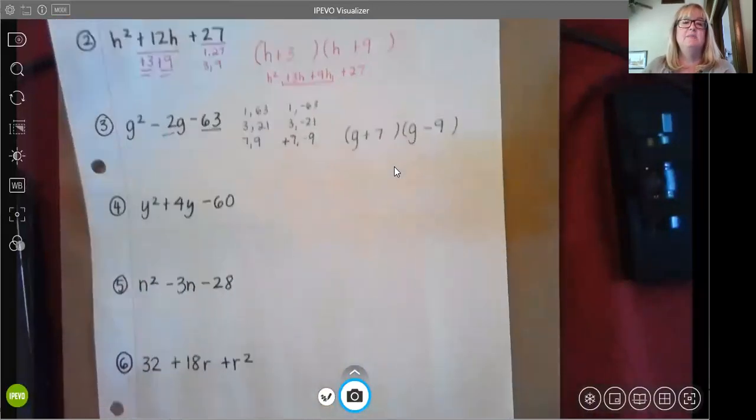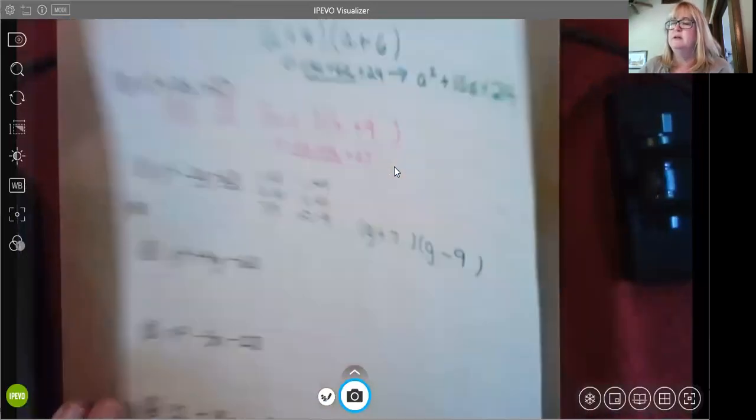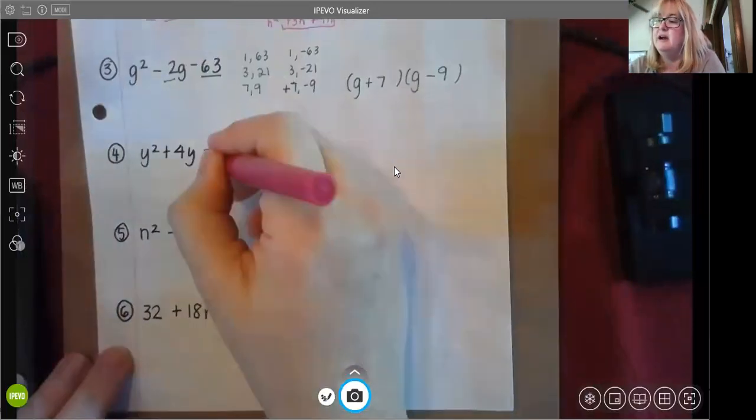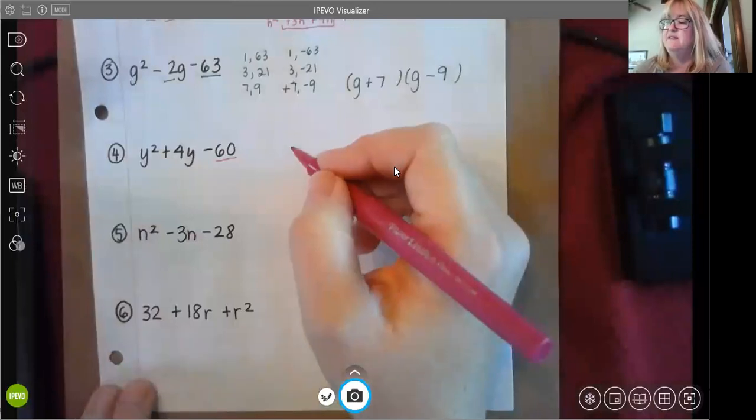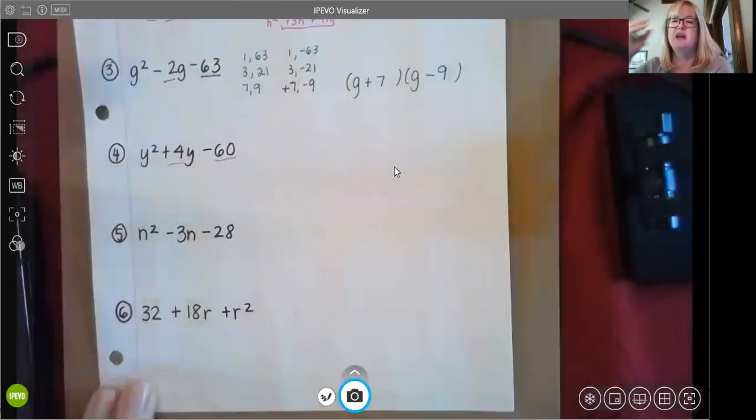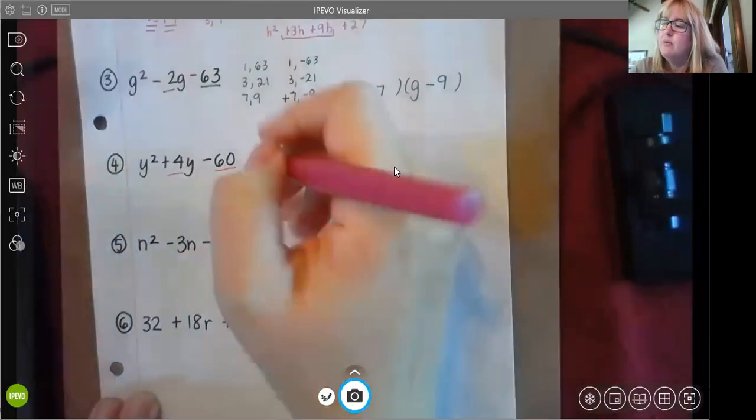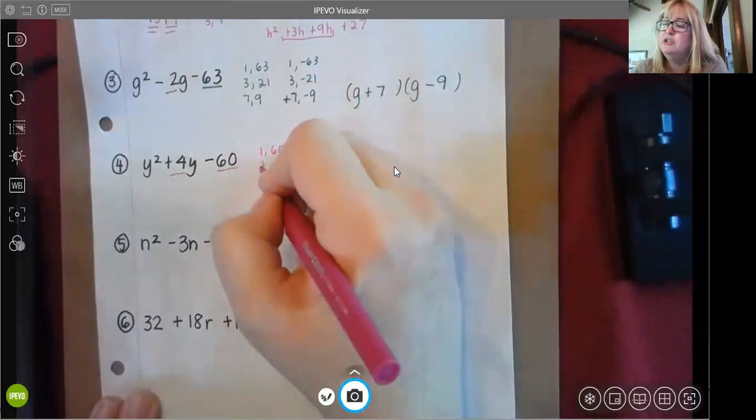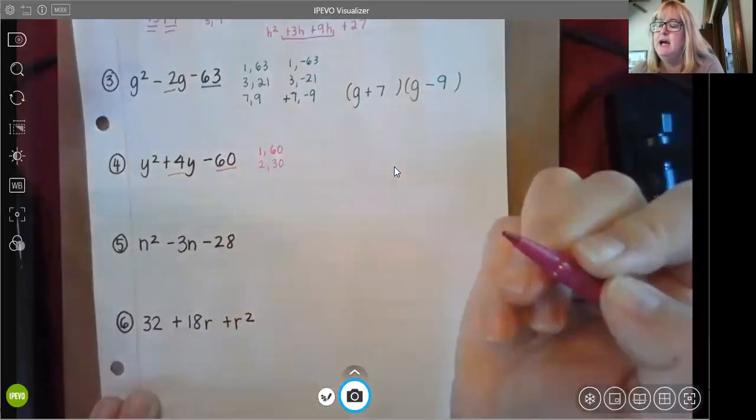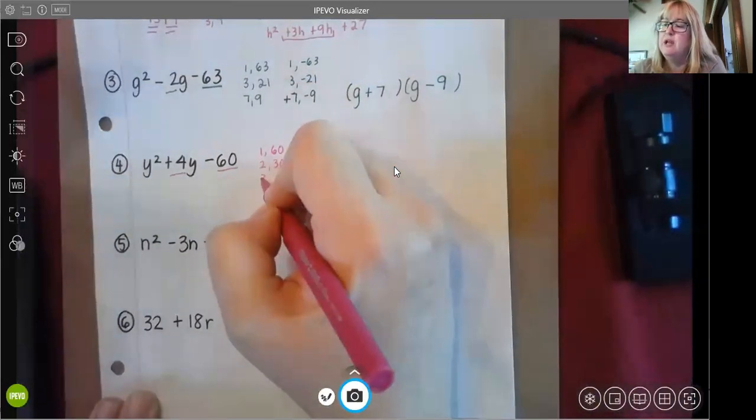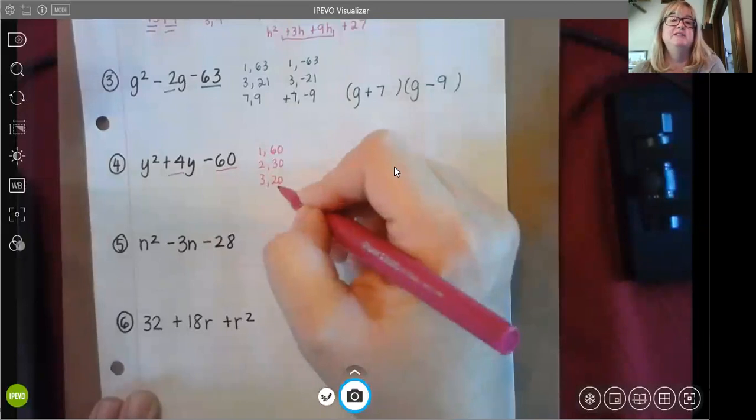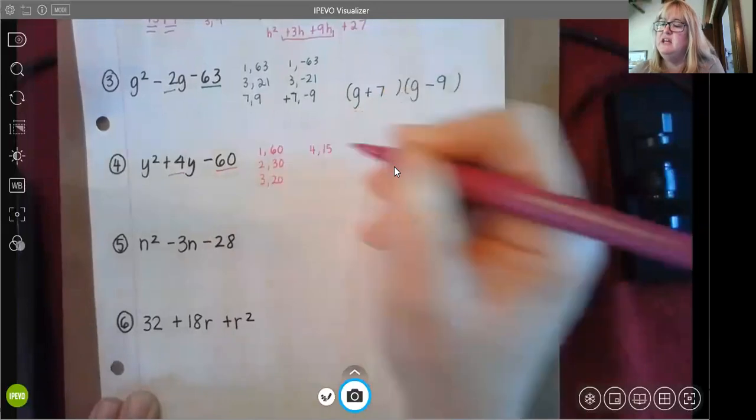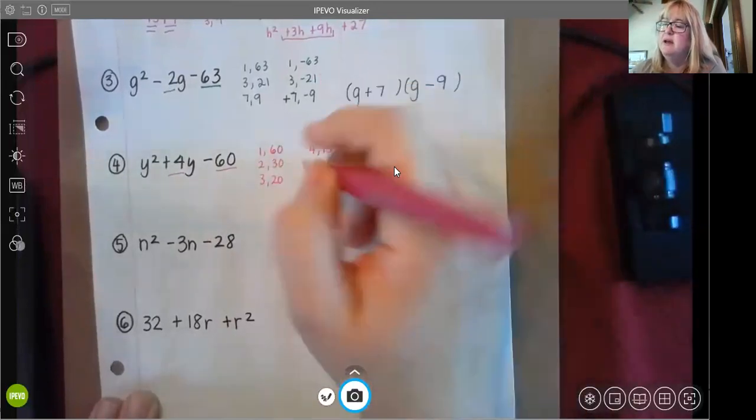All right, let's look at number 4. Okay, C is 60. I need the factors of 60. 60 has a lot of factors, and I'm looking for a 4. So I'm going to keep that in mind as I'm going through. All right, 1 and 60. Combining those anyway, I'm not going to get a 4. 2 and 30. Nope. 3 and 20. If I combine those in any way, no, it's nowhere near 4. 4 and 15. Well, no.